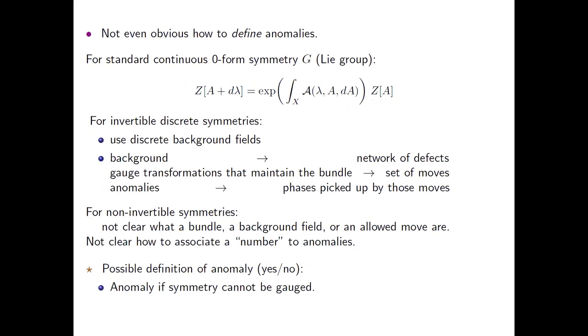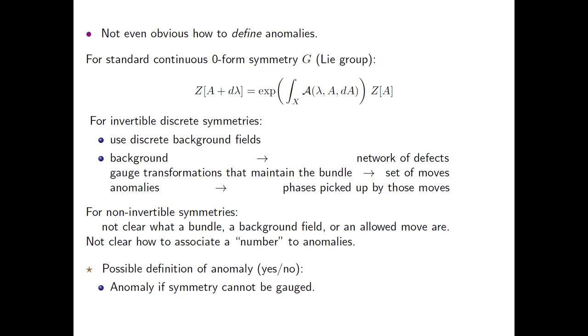In fact, I might say that it's not even obvious how to define anomalies, because I remind you that for standard continuous symmetries, for a zero-form symmetry, what you do is take some quantum field theory, couple it to background fields for this symmetry, and compute a partition function. Then you try to do a gauge transformation for the background field. What you might discover is that the partition function is not invariant under gauge transformation, but picks up a phase, which is a local integral of some local function of the gauge parameter and of these background fields.